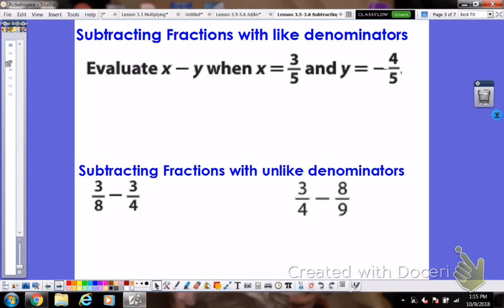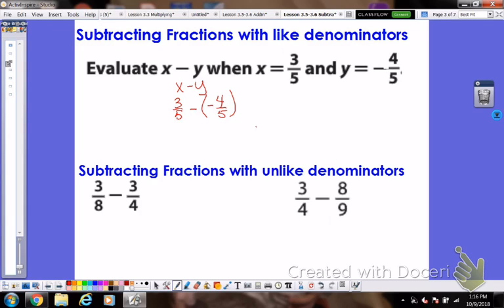Evaluate x minus y when x equals 3/5 and y equals -4/5. So every evaluation problem, we start, rewrite the problem. Then we show our substitution. We need to make sure we're not forgetting this step. 3/5 minus -4/5, and put that in parentheses to emphasize that it's a negative.